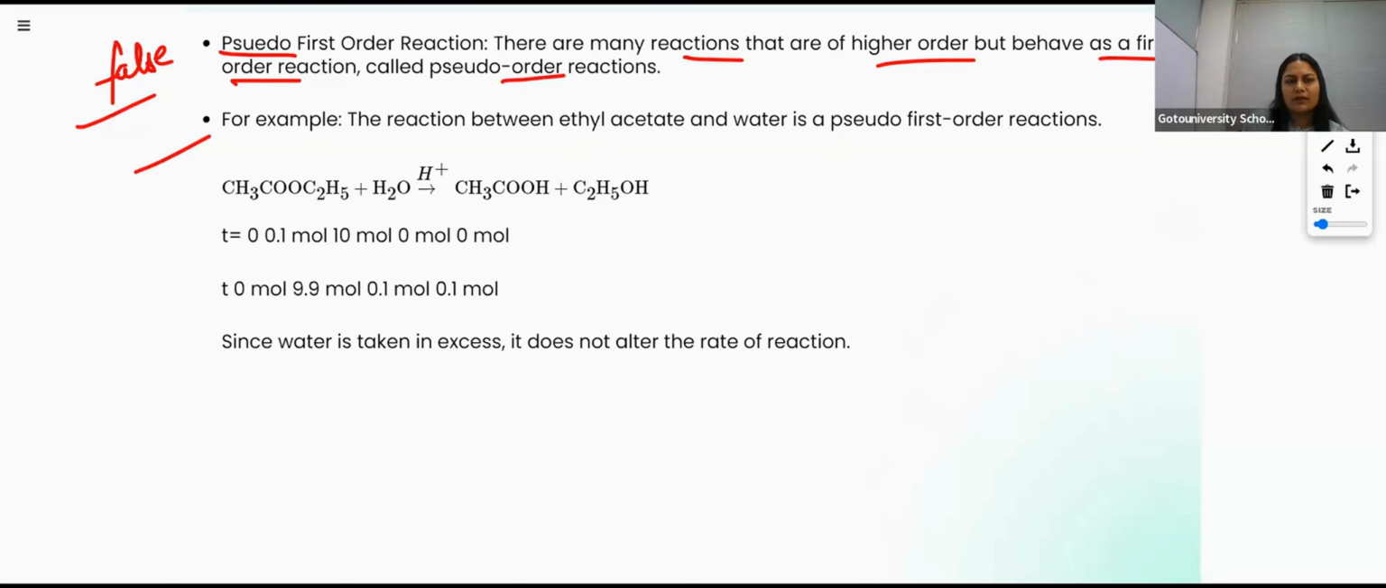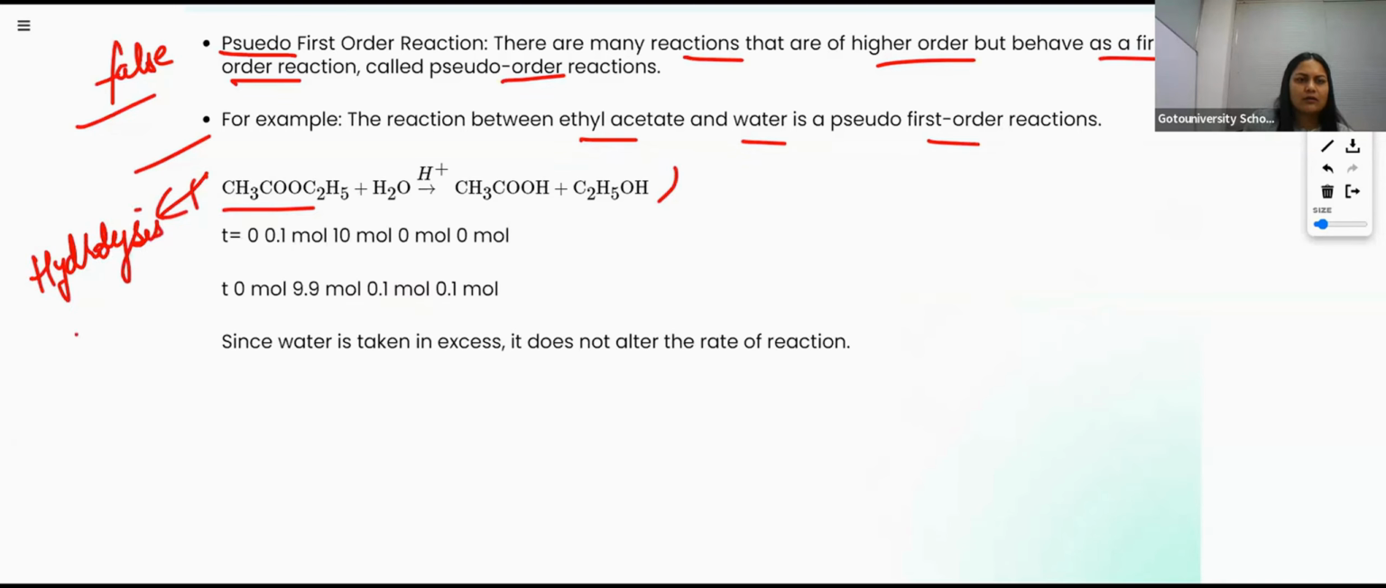For example, here is the reaction given between ethyl acetate and water. This is a pseudo first order reaction. It appears to be a higher order reaction, but it actually is a first order reaction. This is the hydrolysis of ester, the reaction of ethyl acetate with water, forming acetic acid and ethanol.